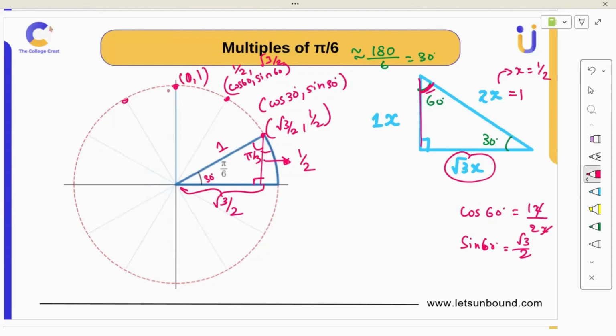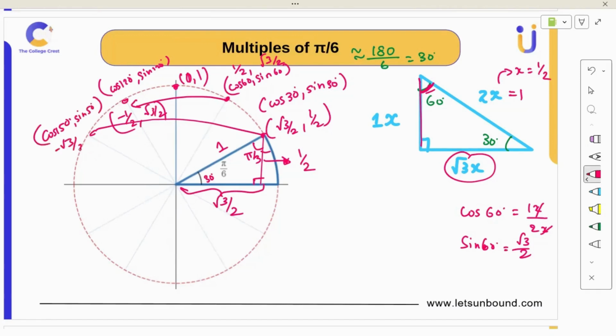So next, this one is 90 plus 30. This is 120. Cos 120, sine 120. And this will be just a reflection of this point. Like negative 1 by 2 and positive root 3 by 2. And this will be reflected here. That is 120 plus. So this is cos 150, sine 150. And you should reflect: minus root 3 by 2, 1 by 2.